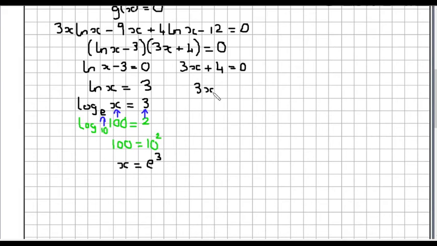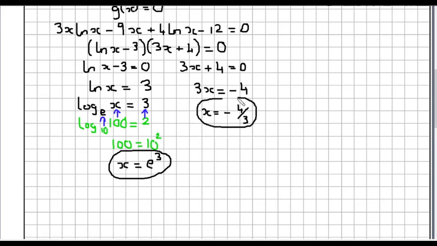So 3x is equal to minus 4. X is equal to minus 4 over 3. So there are my two solutions. This one here, and this one here. It's always advisable to make it obvious where your answers lie. And that's part B completed.